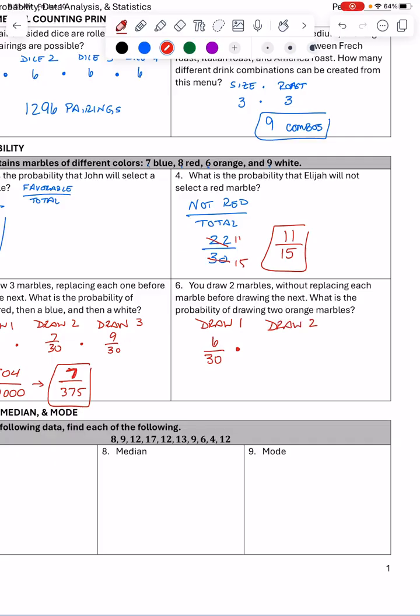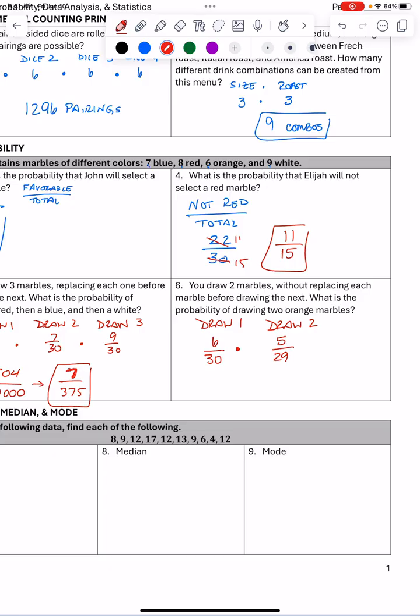you drew an orange the first one, and then you take it out, right? You don't put it back in. So now for your second draw, if we drew an orange, there would be 5 orange left, and then instead of 30 total, there would be 29 because we didn't put that first one back, right?